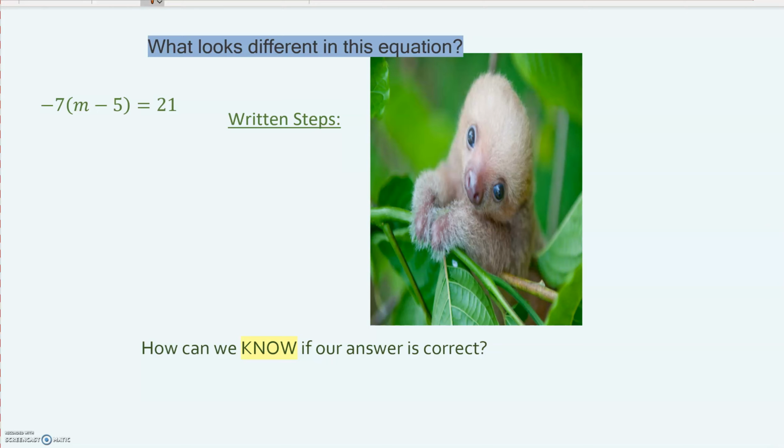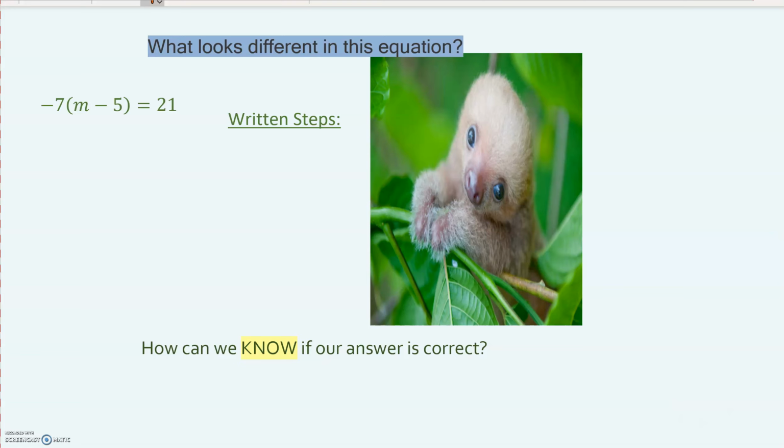To solve for this equation, we need to get m all by itself. And something that looks different is that we have a -7 attached to things in parentheses. So we need to figure out how to isolate m and what we are going to do to get m by itself. If you notice, those parentheses make m minus 5 be one thing. Whatever m is, you'd have to subtract 5 from it. So we need to figure out how we are going to get rid of those parentheses.